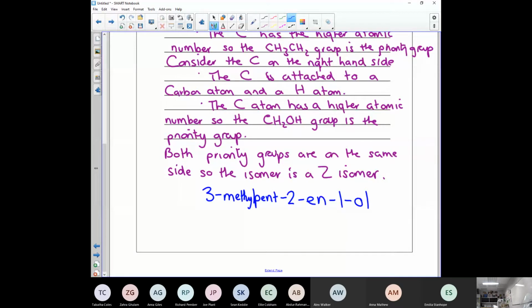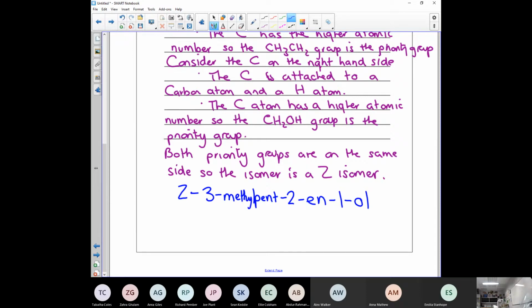It's a Z isomer. I think because you've stated it's a Z one at the top, you probably wouldn't have to put it in, but I'll just do it just in case. The mark scheme didn't put the Z in, but I'm putting it in there. So Z-3-methylpent-2-en-1-ol. Massive mouthful.